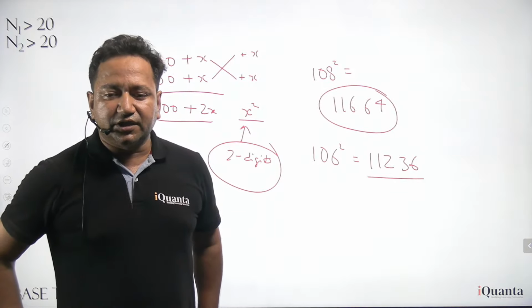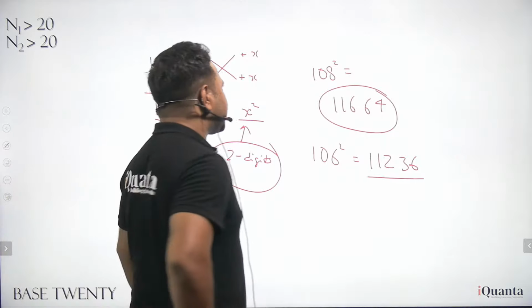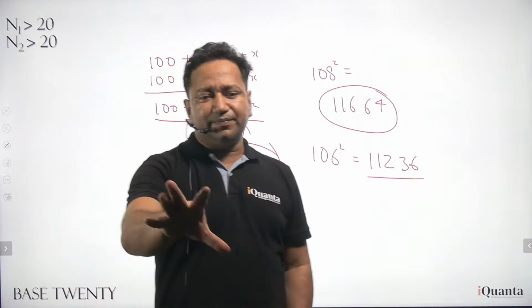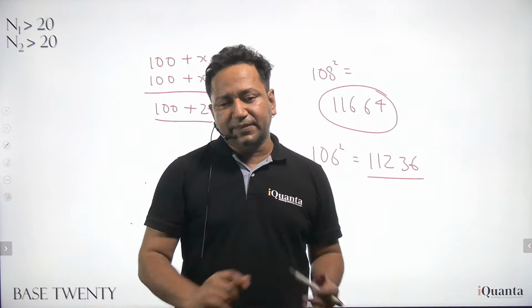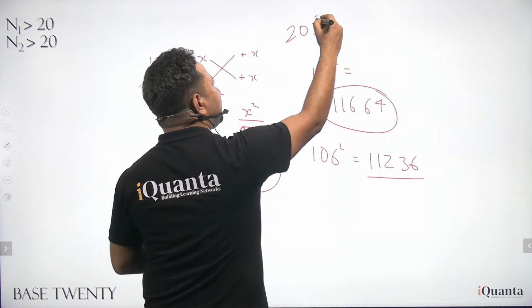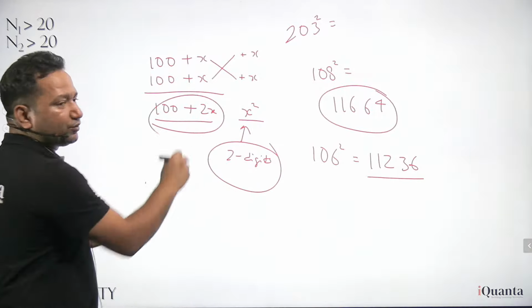Ashish, just check your answer. You just typed 2 by mistake, I think. 11236. Very well. Okay, can we apply the same thing when the base is 200? Is that possible? What if I ask you the square of 203? In this case, what will you have to do? You will have to basically multiply this part by 2, right?